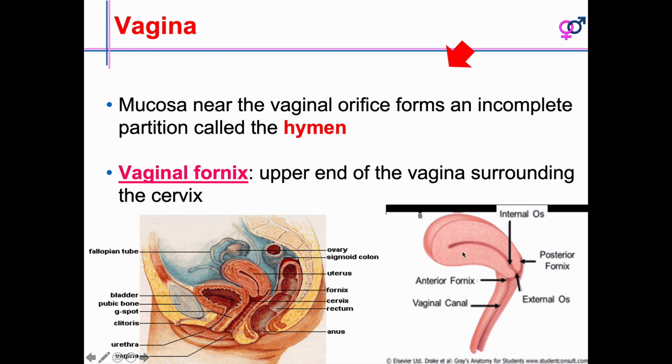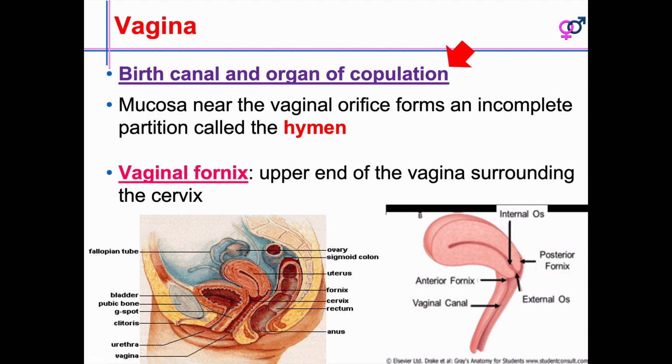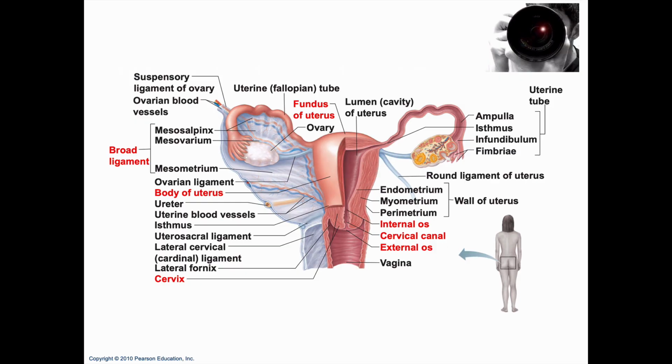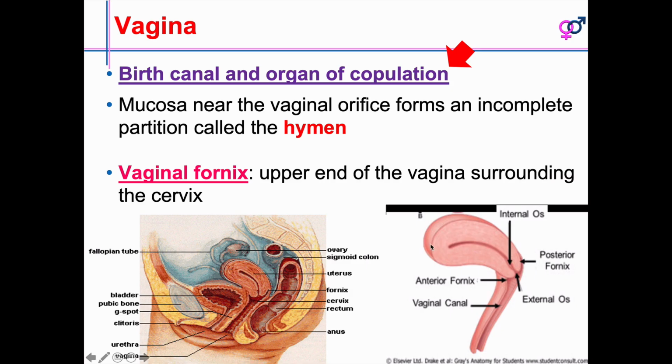Or if a larger amount of endometrial tissue goes through the fallopian tube and drops into the peritoneum, it comes and accumulates here and here, leading to fibrosis. This condition is called endometriosis. This vaginal cavity acts as a birth canal and also the organ of copulation.